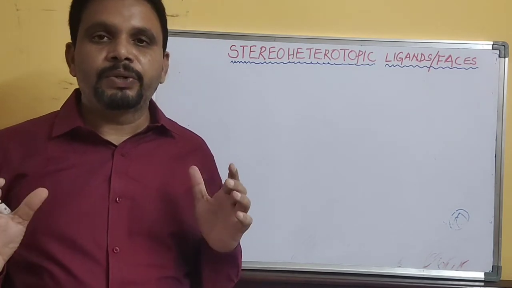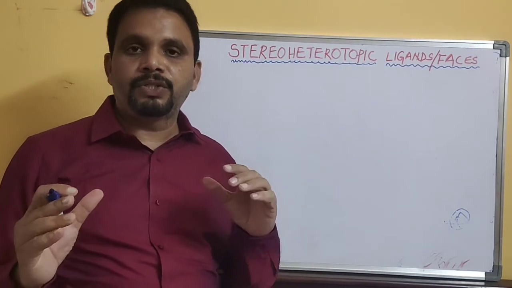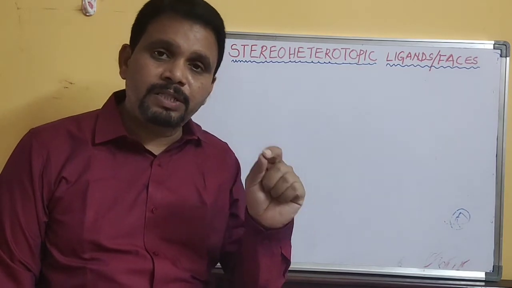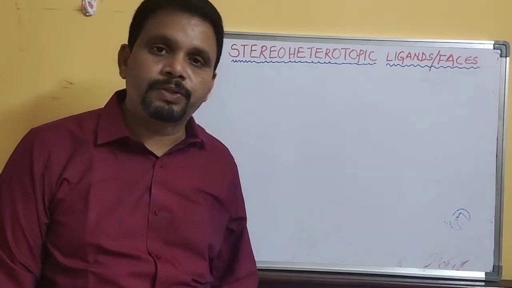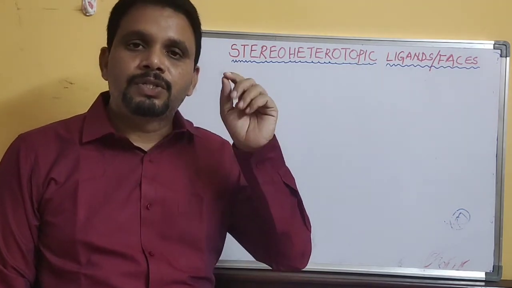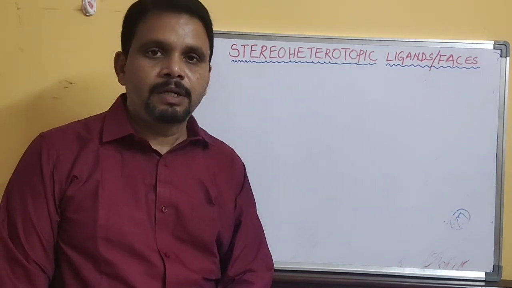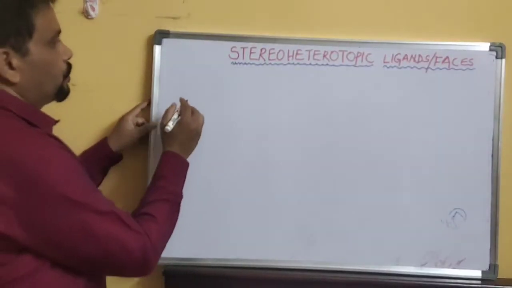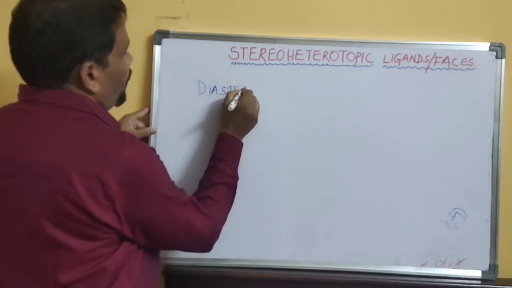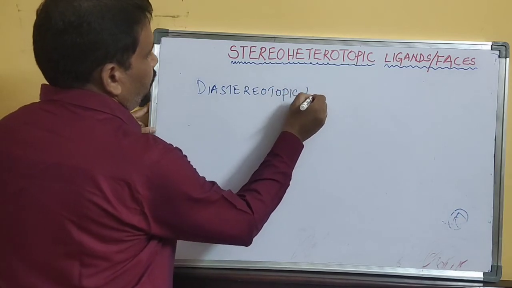Stereoheterotopic units. In stereoheterotopic units, you can divide them into stereo enantiotopic units and stereo diastereotopic units. In stereo enantiotopic units, you have seen enantiotopic ligands and enantiotopic faces. Now we'll see diastereotopic ligands.